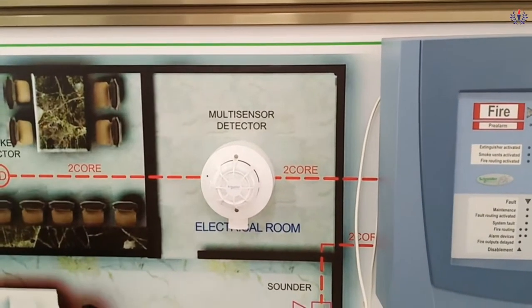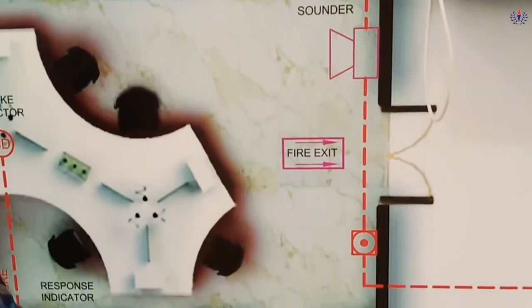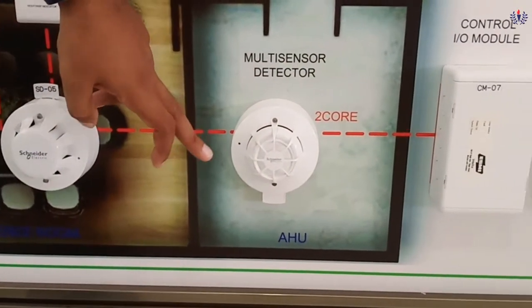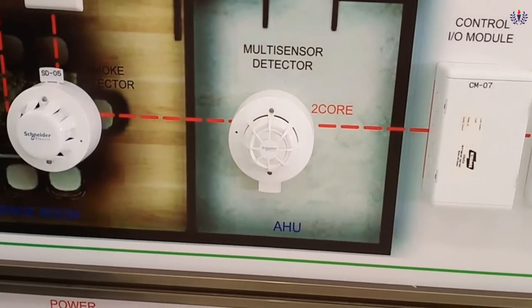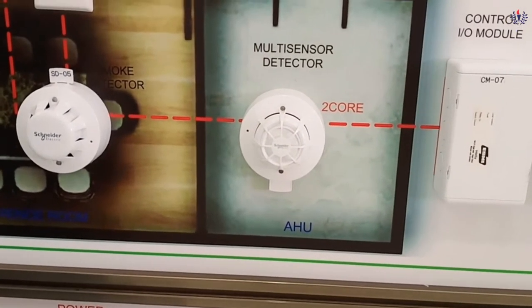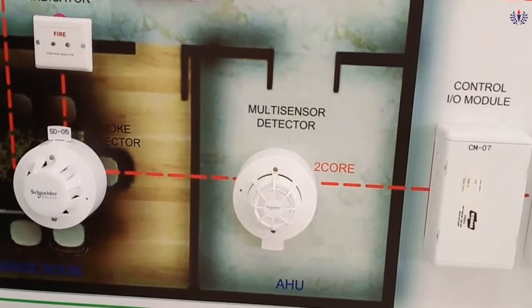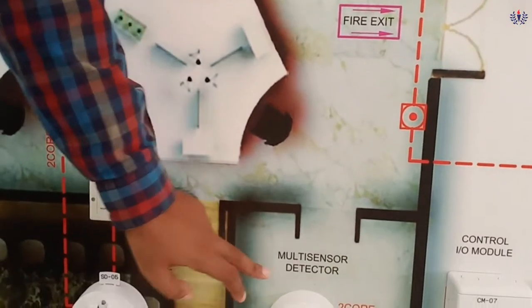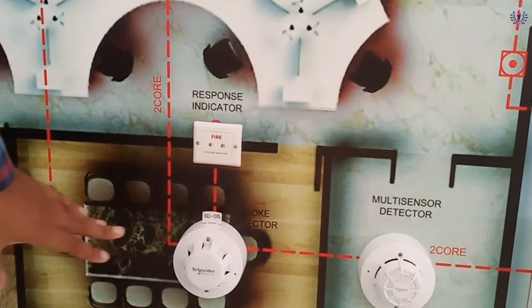And there is one more multi-sensor here. Here also we have kept that. Here it is the AHU, the air handling unit. I think in the theory we might have learned about the air handling unit. It is nothing but the HVAC, heating, ventilating and air conditioning systems control AHU unit. And here is one more conference room.